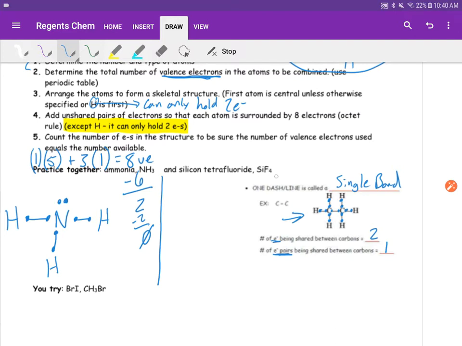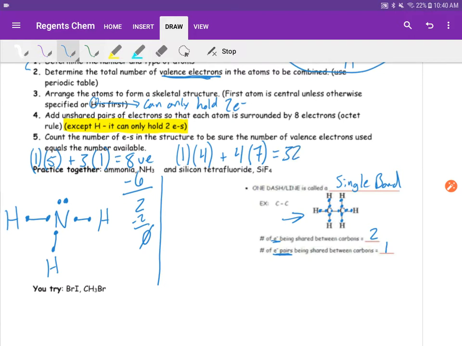Silicon tetrafluoride. So again, count up how many valence electrons you have. I've got 1 silicon atom. How many valence electrons does silicon have? Should be 4. It's in group 14. It's right below carbon. All right, plus I've got 4 fluorines. Each fluorine has 7 valence electrons. So 4 times 7 is 28, plus 4, I've got 32 electrons that I've got to keep track of.